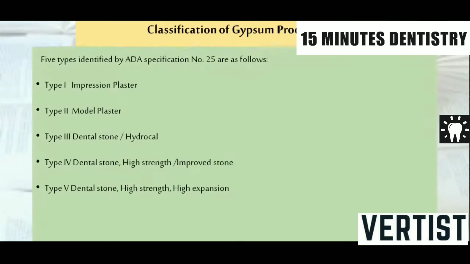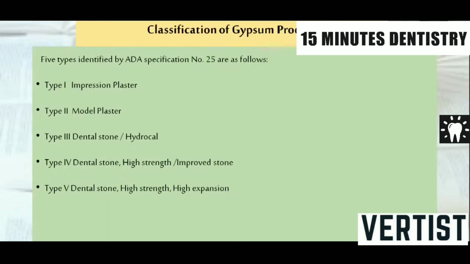According to the ADA classification, type 1 is the impression plaster that is used for making an impression in the patient's mouth. That is a mucostatic kind of impression. Type 2 is the model plaster, which we use for pouring the study models and doing the mounting. Type 3 is the dental stone, which is used for pouring the final impression.